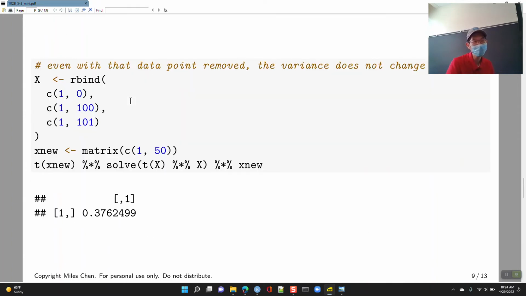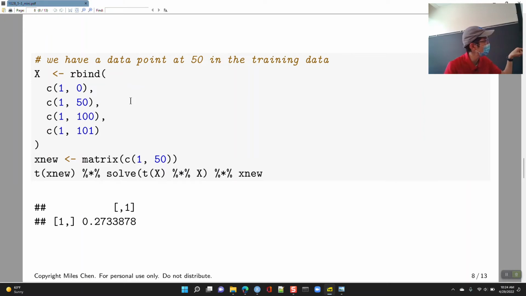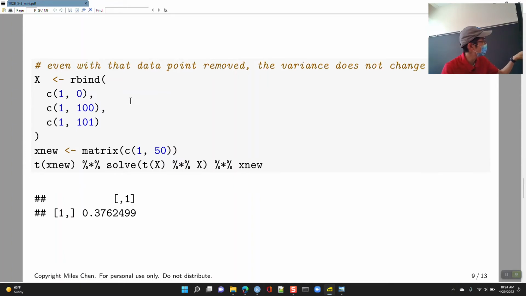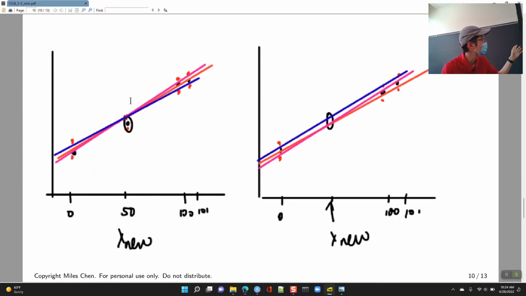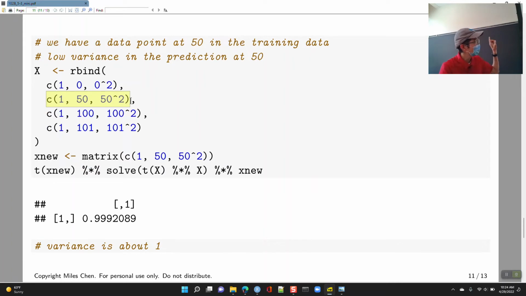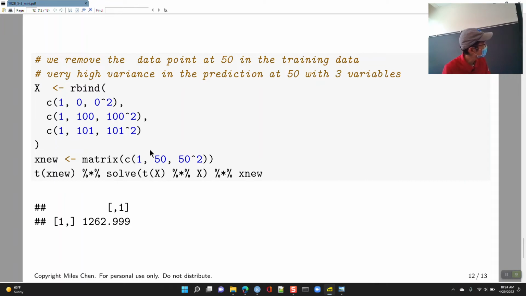Okay. So with the linear model, removing that one observation at 50, what effect did it have on our predictions at 50? It went from 0.273 to 0.376. Not a huge difference. Over here for the quadratic model, I have this observation at 50. When it's in there, my variation at 50 is around 0.99, around 1. And when I remove that observation at 50, and I say I'm going to make a prediction at 50, now I have a huge variation of 1,262. So how do we explain this huge change?